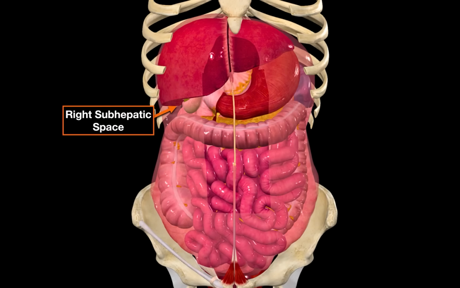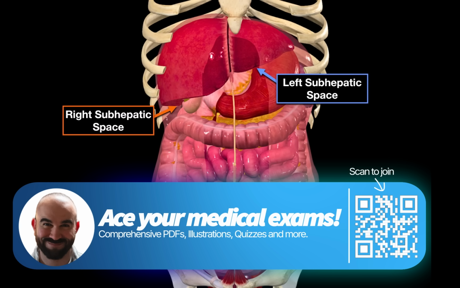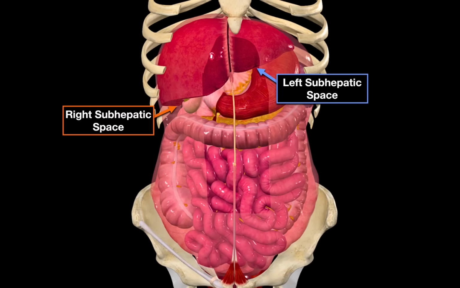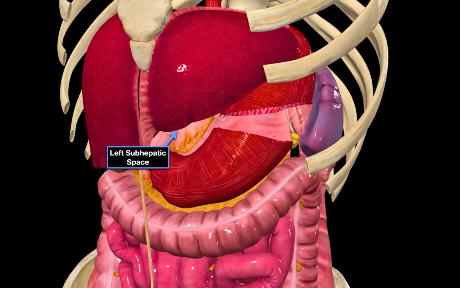Alright, let's go back. We did the right subhepatic space, but on the left side, there is the left subhepatic space. This sits below the left lobe of the liver, in front of the stomach. But behind the stomach, there is a completely separate compartment called the lesser sac, also known as the omental bursa.